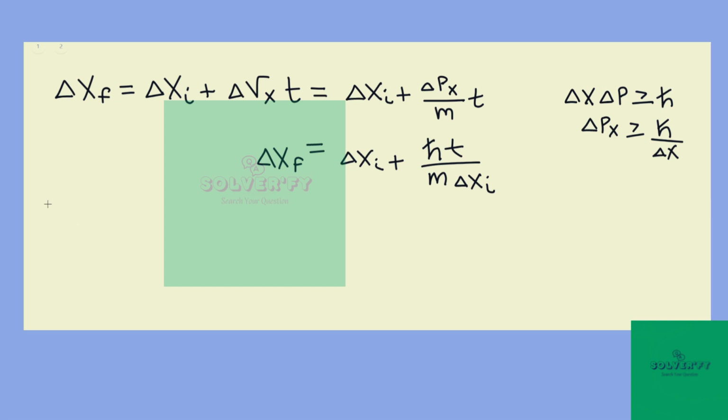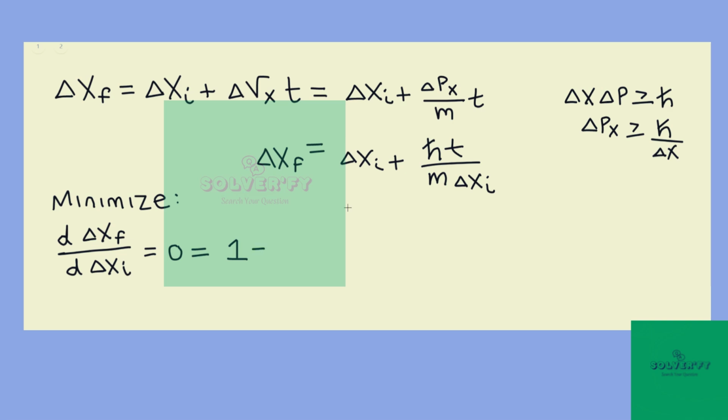So in typical minimization fashion, we are going to take a derivative and find where that derivative is 0. So we're going to be minimizing delta xf. We take a derivative of it in terms of delta xi, which is going to be equal to 0 to find these critical points. Taking the derivative of the first term simply gives us a 1. And the derivative of the second term, doing just a basic power rule, gives us minus h bar t over m delta xi to the negative 2. So we have an equation for delta xi that we can solve.